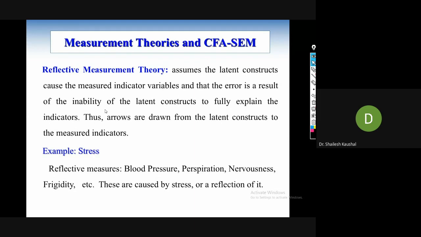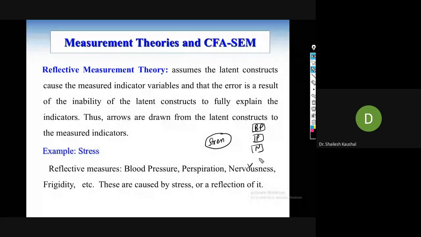What does that mean? Stress. Stress is a construct. So how do you find the stress? These are the reflective measures. What are the reflective measures? The BP, blood pressure, is one indicator, another is perspiration, another indicator nervousness, another variable frigidity. So reflective means these are the reflective.